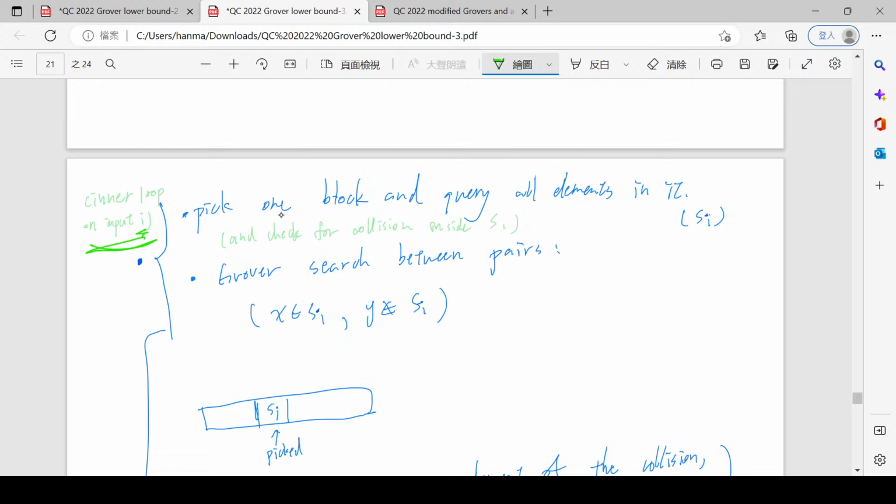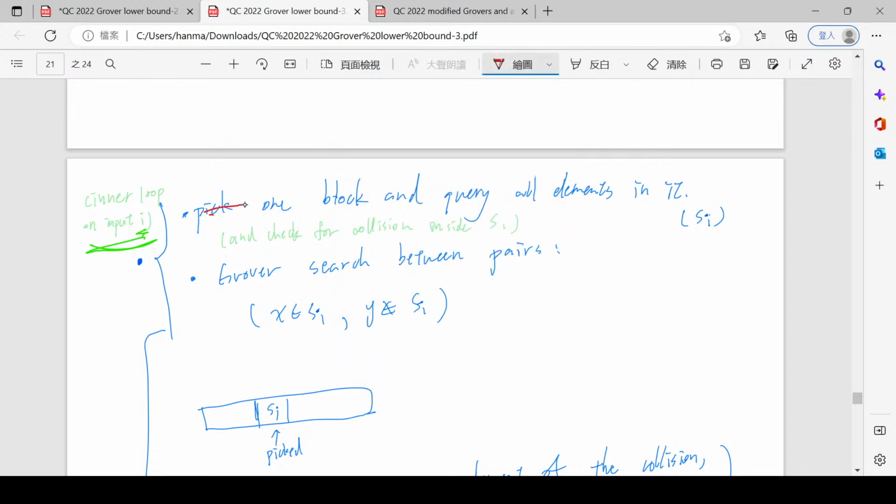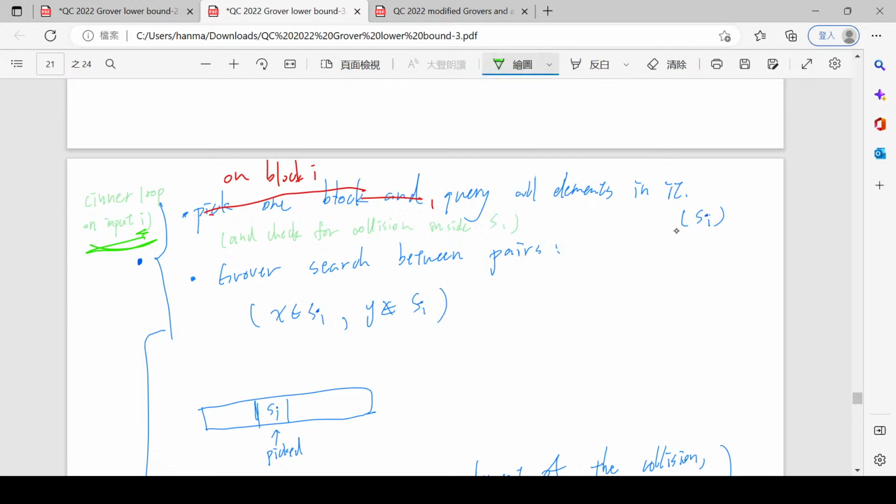On block I, we query all elements in it. We also check whether there is a collision inside that block, which requires no more queries because we have queried everything. So for this block S_I, we can query everything inside and we know everything.